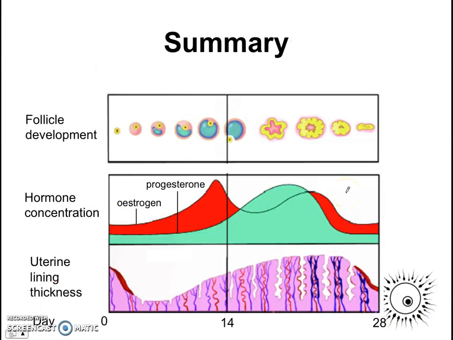Okay, so you can pause the slide here. This is just a summary of what we've seen and what's important. So you need to know how the uterine lining changes. You need to know estrogen. You need to know progesterone. FSH and LH are extra. And you also need to roughly know how the follicle looks as it develops across the menstrual cycle.